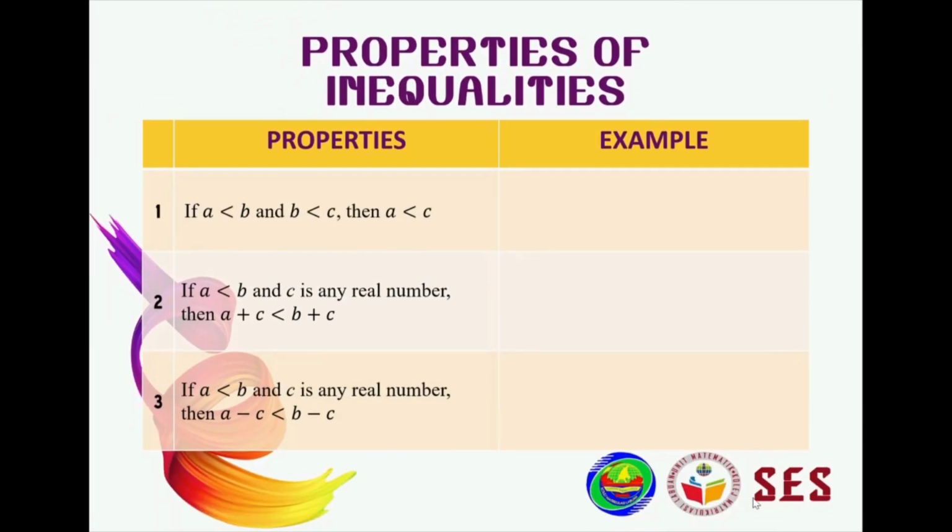Alright, so we move to properties of inequalities. I hope you are still here with me. It is very easy and super easy to understand. Okay, so we go to the first one. If A is less than B and B is less than C, then A is less than C as well.